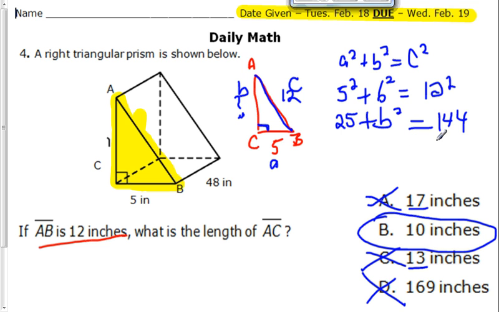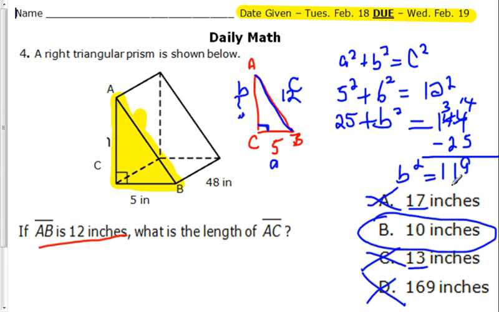Okay, so instead of adding this, since the total has to be 144, I want to subtract the 25. So 14 minus 5 is 9. 3 minus 2 is 1, 119. Well, 119 can't be the answer because that's b squared. I don't want b squared. I want the square root. So that means I want the square root of 119.